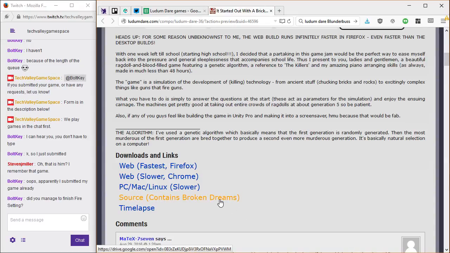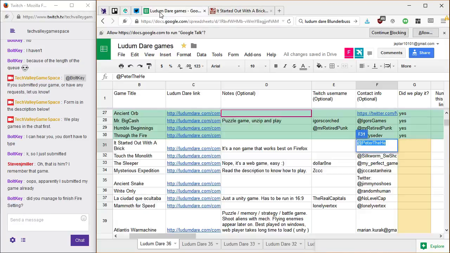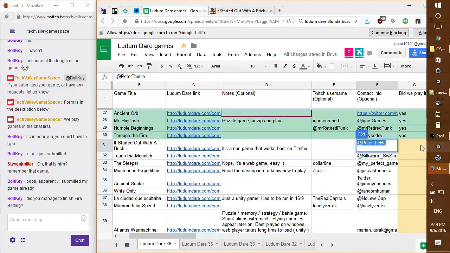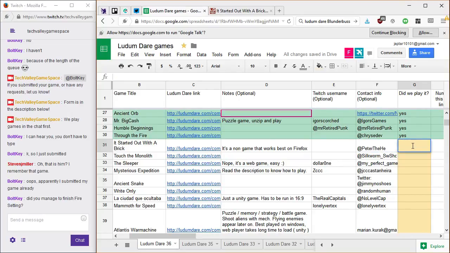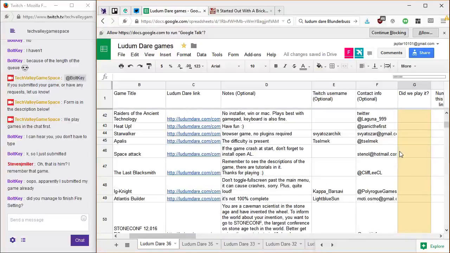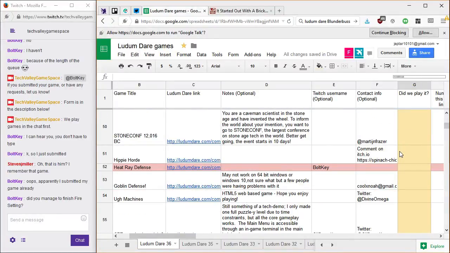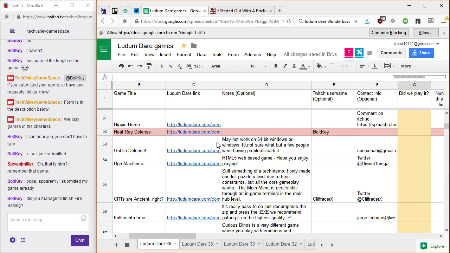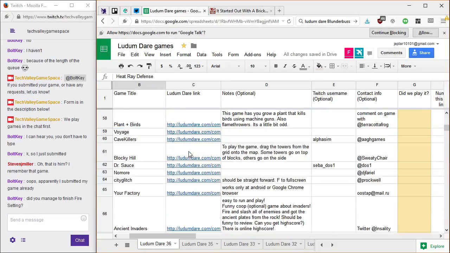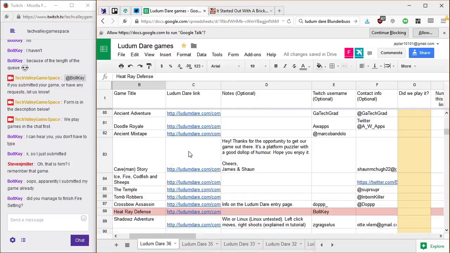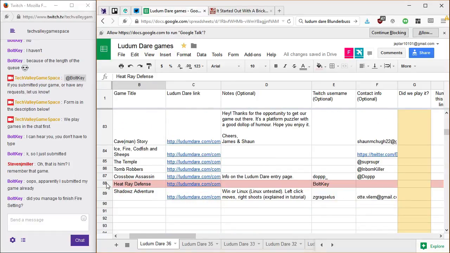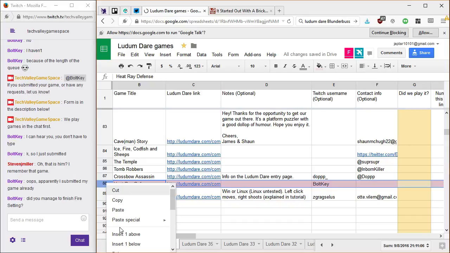Did you manage to finish Fire Settings? Yes, I did actually. We have it up on YouTube, in fact. So we did in fact play this. I guess I'm gonna put in a comment to it at some point. We did manage to finish Fire Settings. There's Heat Rate Defense, it looks like, from both keys. So I guess we're gonna play that next. No worries about submitting it twice.